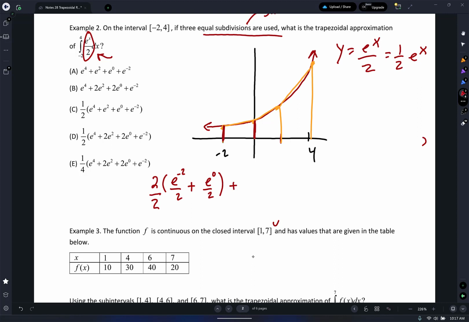Plus, are we still okay? All right, 2 times base 1, which is e to the 0. Look, here, I'm labeling my trapezoids. Trapezoid 1, trapezoid 2, trapezoid 3. This was trapezoid 1. Here's trapezoid 2. Plus, what's the next base? E to the 2. Oh, and I didn't put over 2. Come on, guys, tell me.